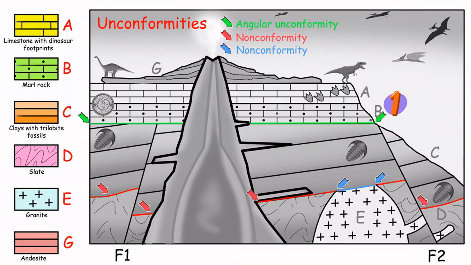Discontinuities. 1. Contact between loams and clays with trilobites is an erosional and angular discontinuity. 2. Contact between shales, non-sedimentary, and clays, sedimentary, is a disconformity. 3. Contact between the granite intrusion and the clays is another nonconformity.